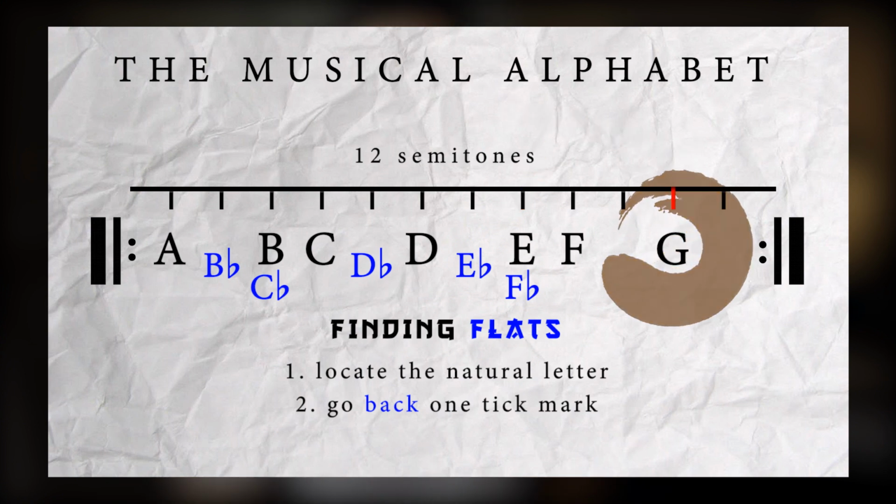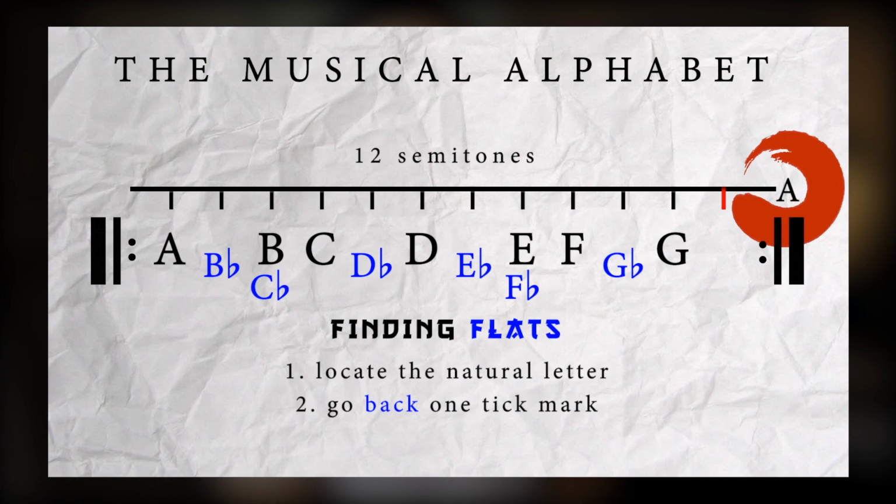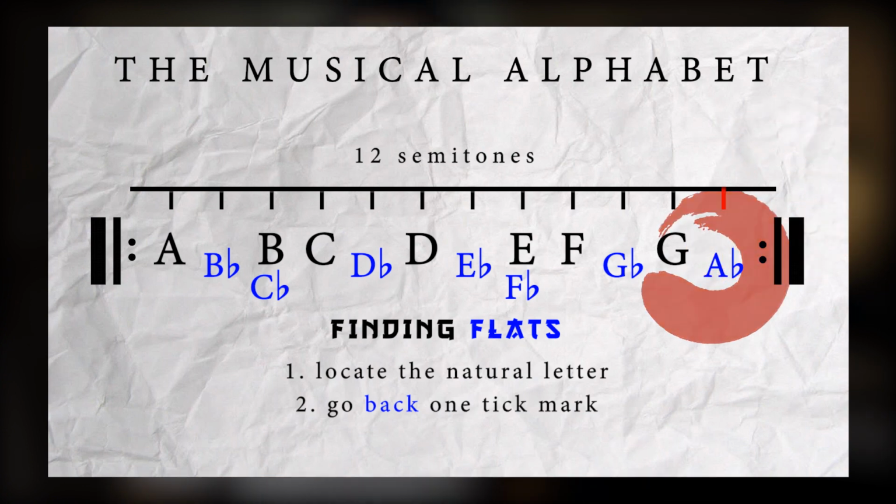If G is here, where is G flat? And lastly, what would this tick mark be called? If you're confused, think about what letter comes after G in the musical alphabet. Since the musical alphabet repeats infinitely, the next letter is A. This means that the tick mark right before A is called A flat.